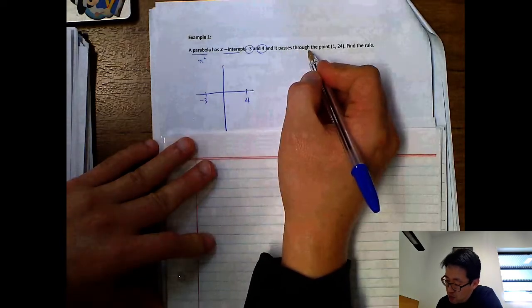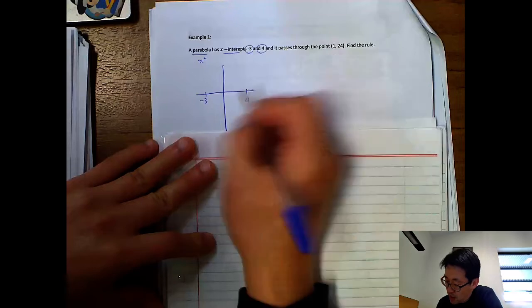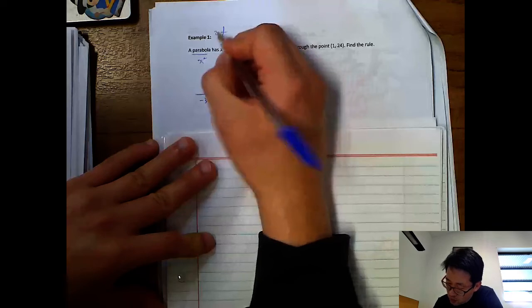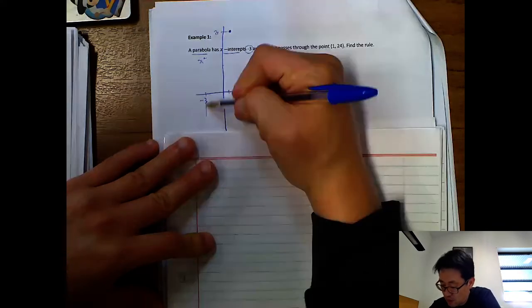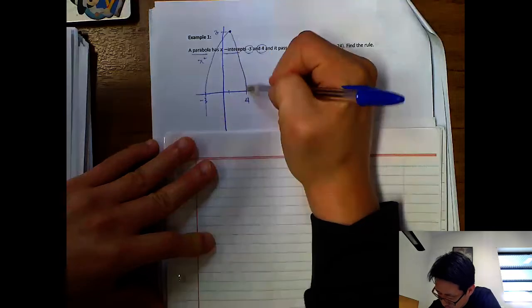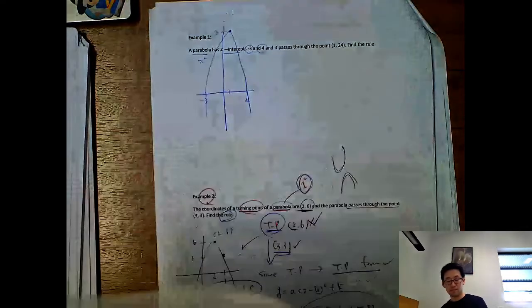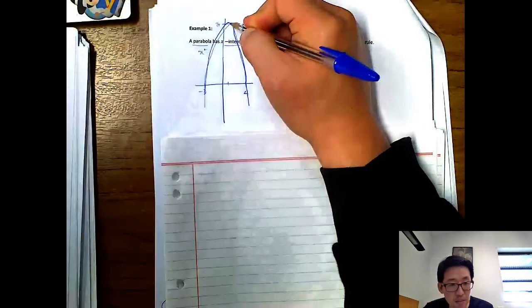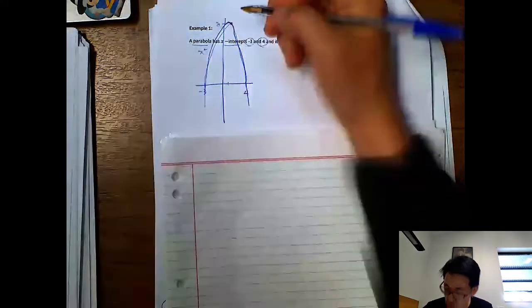And it passes through the point 1 and 24. So here. I know it's probably roughly like this. I actually don't know the turning point; they didn't say the turning point, so we just didn't draw that. Okay, it's not the turning point. Yeah, I'll need coffee quickly.